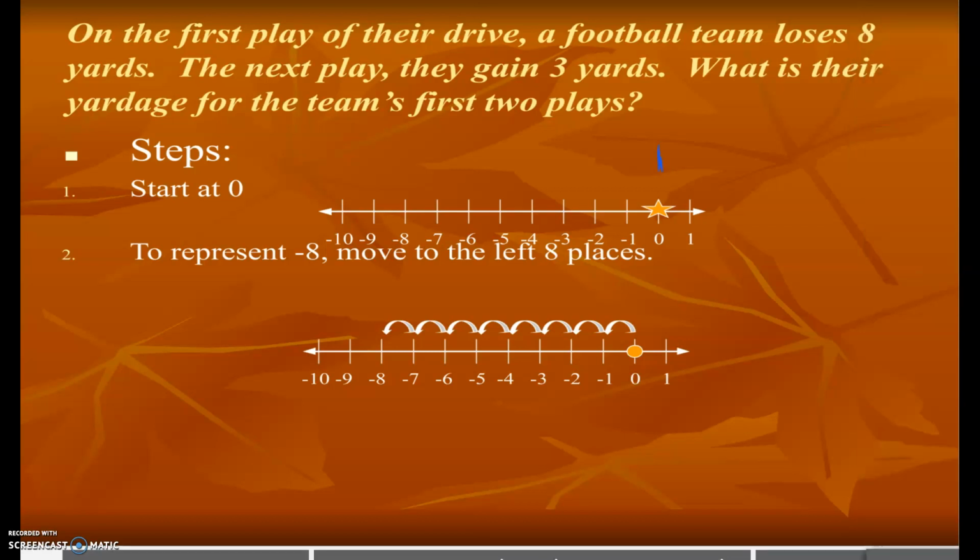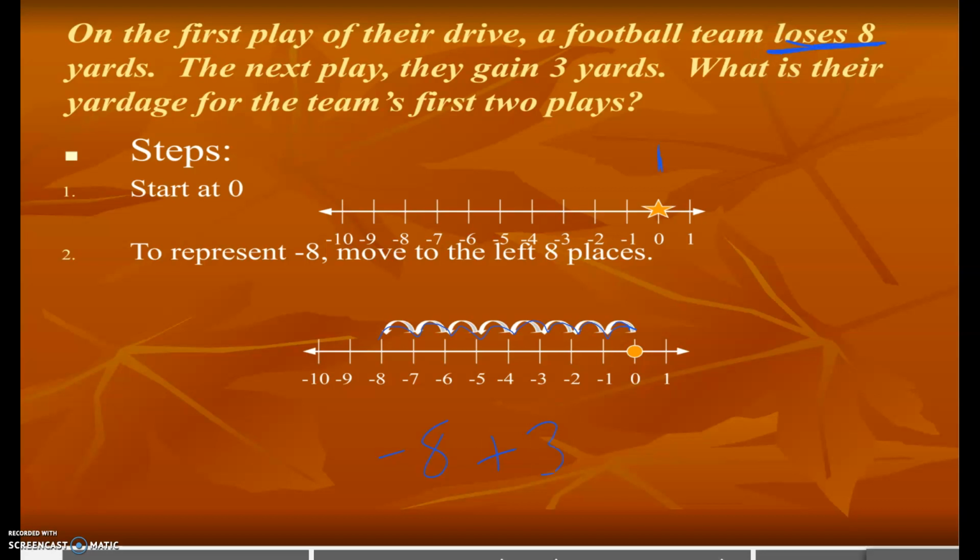Now, what they did was, you can see some arrows here, they counted over. The first thing they did was lose 8 yards, so they went back 8. Whenever you're losing or going in the negative direction, you always move to the left. So you can see these little arrows, I'll trace them, going 8 to the left from 0. Always start at 0. All right, so they lost the 8. We've already modeled that part.